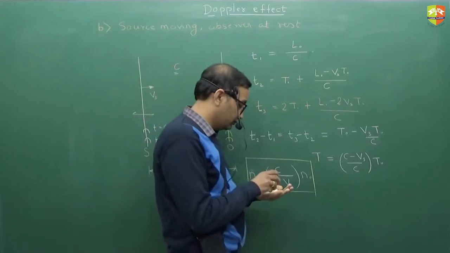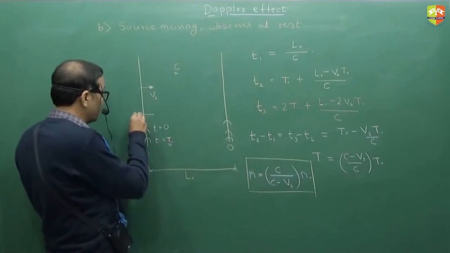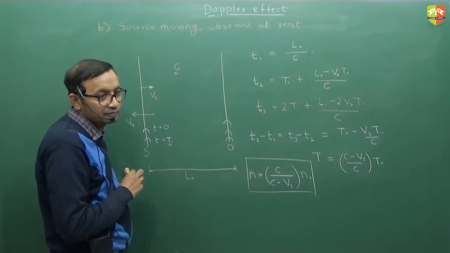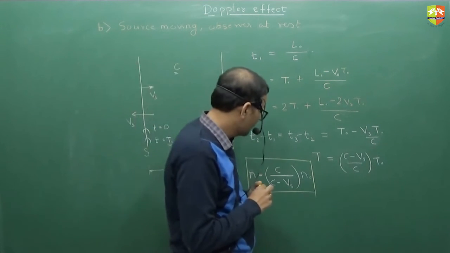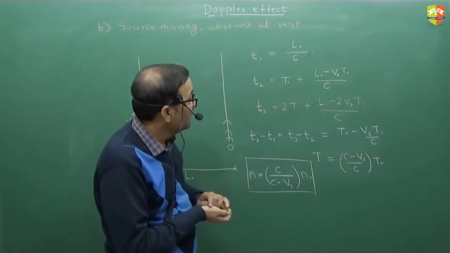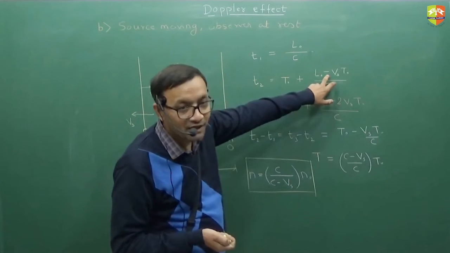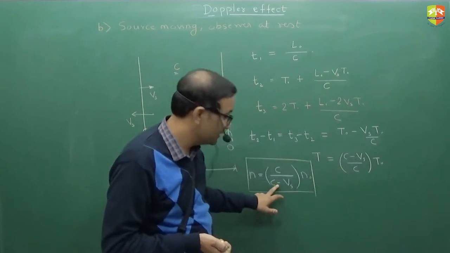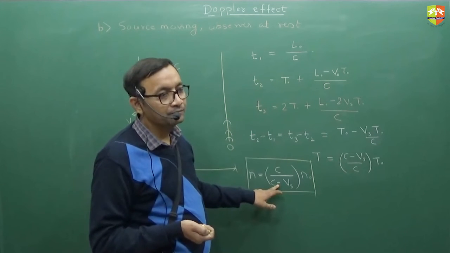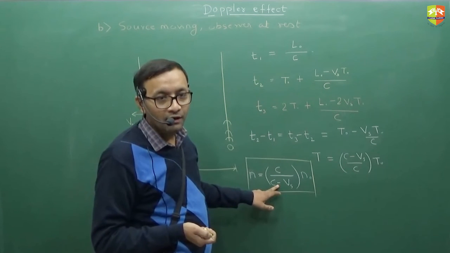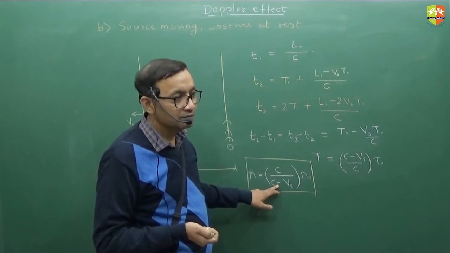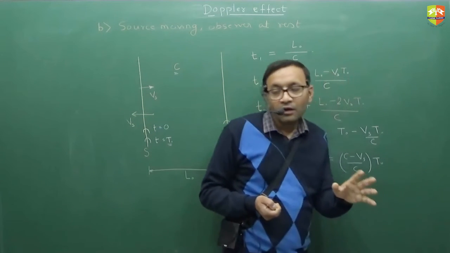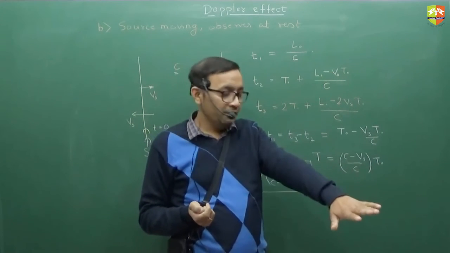Before you write that down, what if the velocity of the source is like this? Then what will happen? It will just be plus. It will be L0 plus VST0. Plus here, plus here, plus here. Are you getting it? No, it is not that simple. So please write down something.